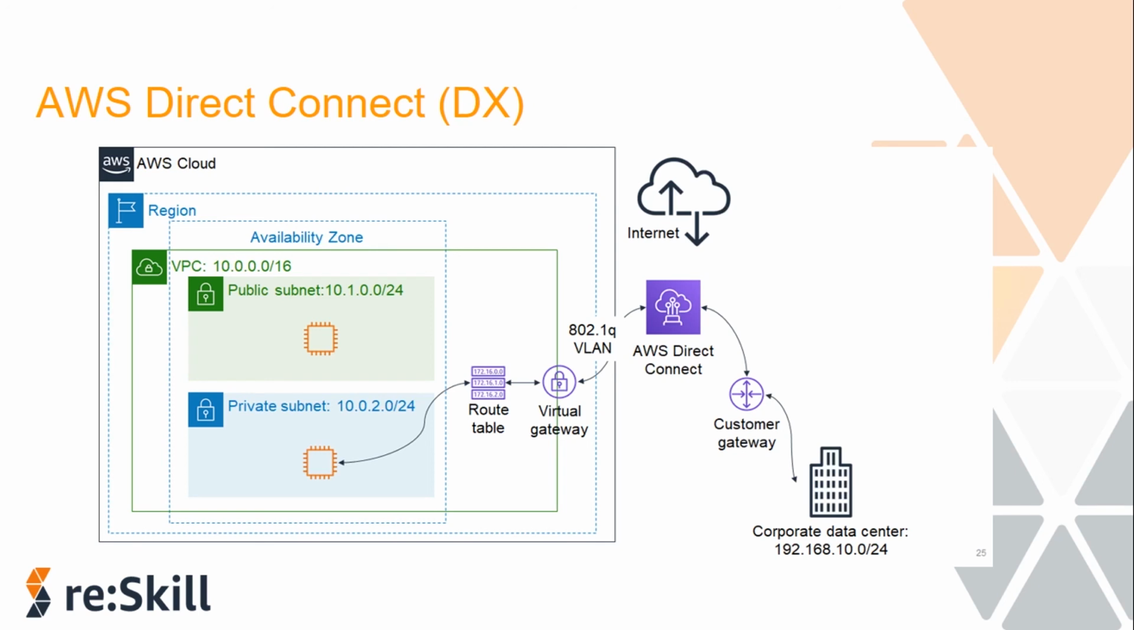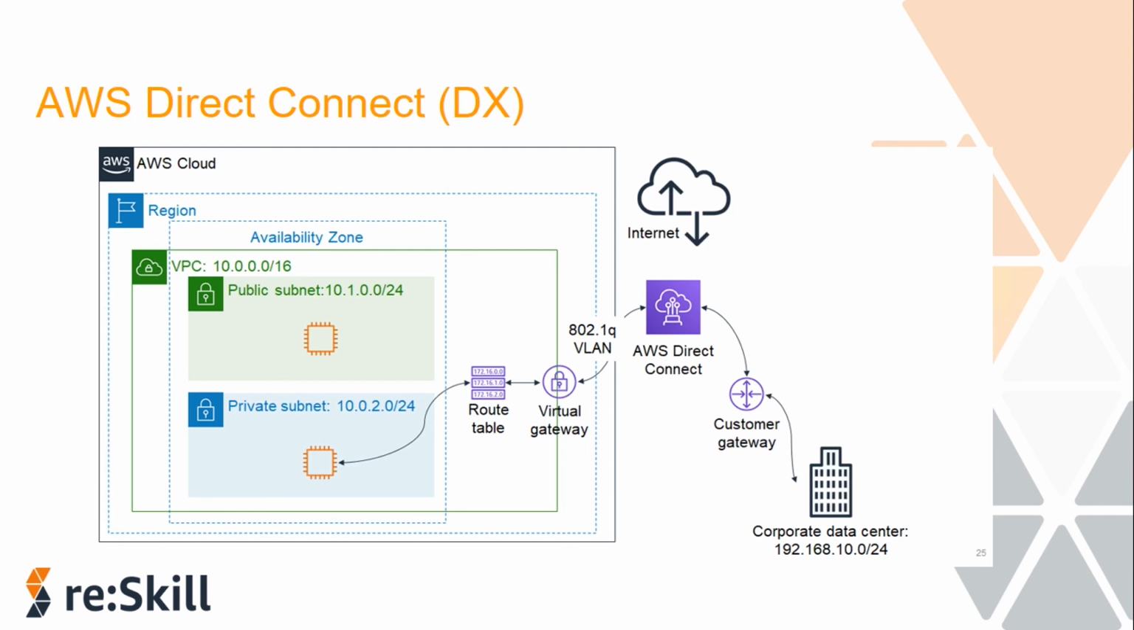For such situations, AWS has this offering, AWS Direct Connect, which enables you to establish a dedicated private network connection between your network and one of the DX locations. This private connection can reduce your network cost, increase bandwidth and throughput, and provide a more consistent network experience than internet-based connections.